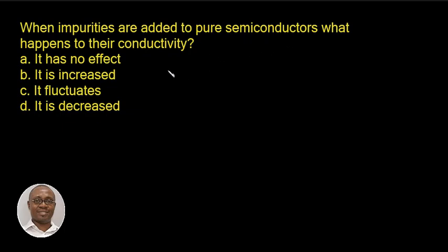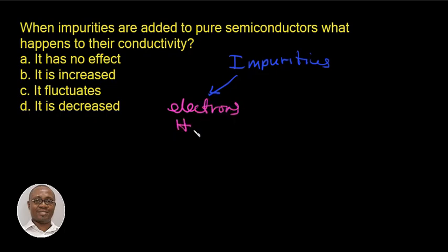There are two things we need to consider regarding impurities. First, impurities usually, but not always, add to the number of charge carriers, that is, the number of electrons or holes.